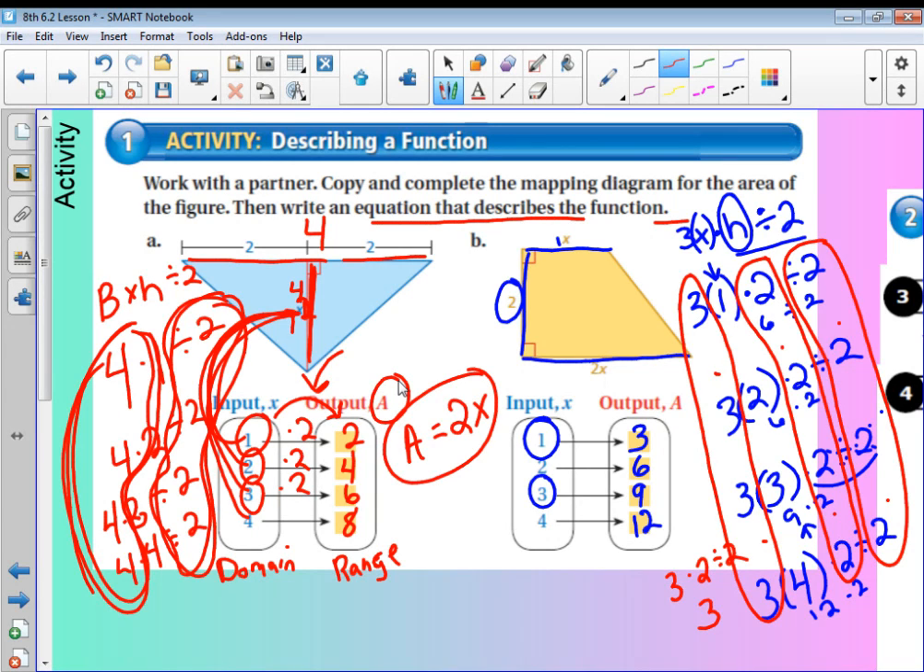So let's work with 3. How can I get from 1 and turn it into a 3? Are we going times 3? How about 2 times 3? Does that give us 6? Yep. 3 times 3, does that give us 9? Yes. 4 times 3, does that give us 12? Yes, it does. So to get our output, which is our area, we are taking 3 times the x that we put in. There is our function.